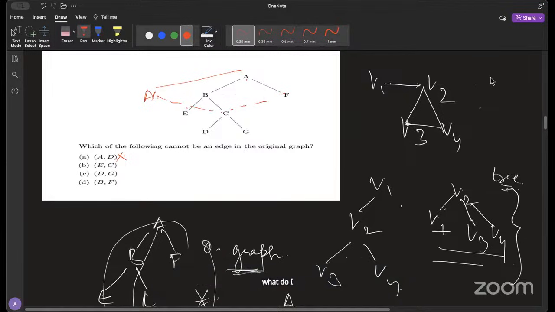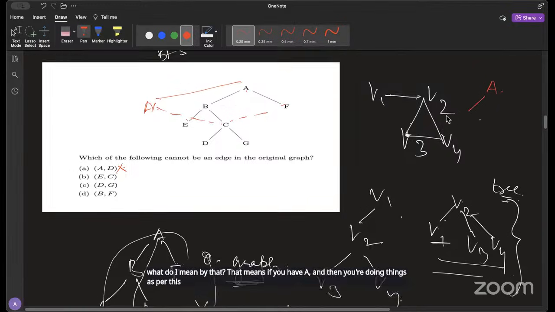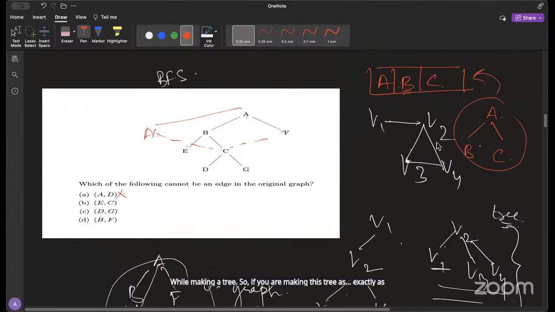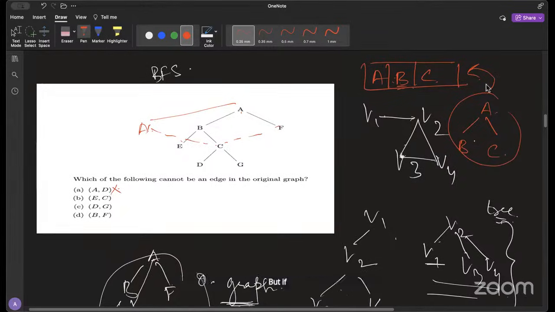What do I mean by that? That means if you have A and you're doing things as per this, you draw a stack first, right? You start with A, and then in the stack you mention B first. If you're drawing this tree and then you mention C, you should be doing this, right? While making a tree. So if you are making this tree exactly as per this stack or as per your BFS search, then it's fine. Then this left-right logic that I gave there works. But if this is not exactly per this stack, that means if in the stack you write BC, but in your tree you write CB.